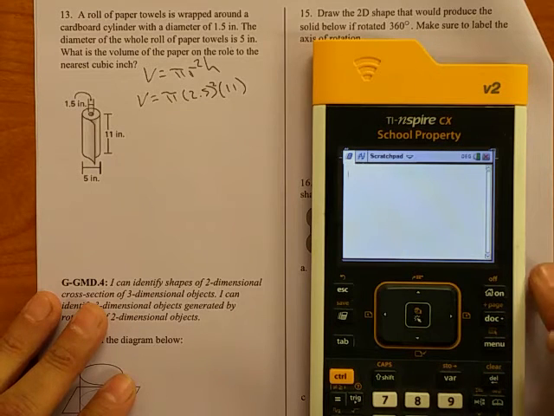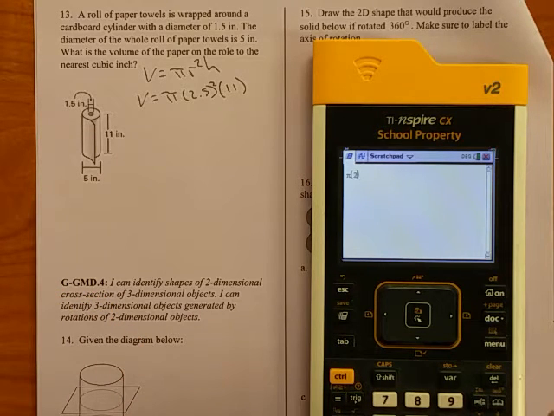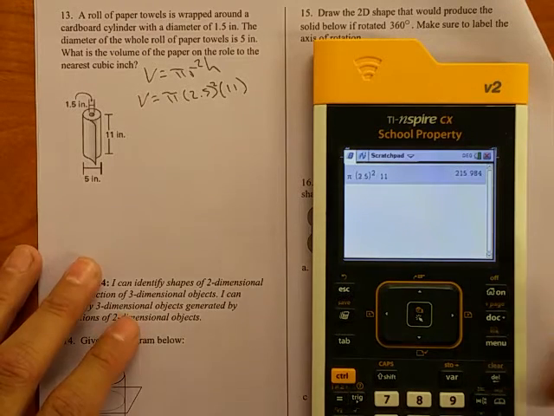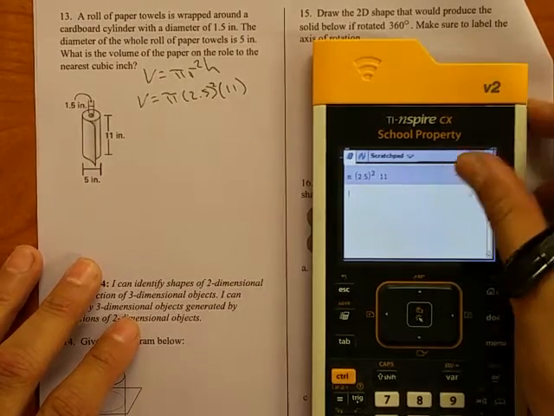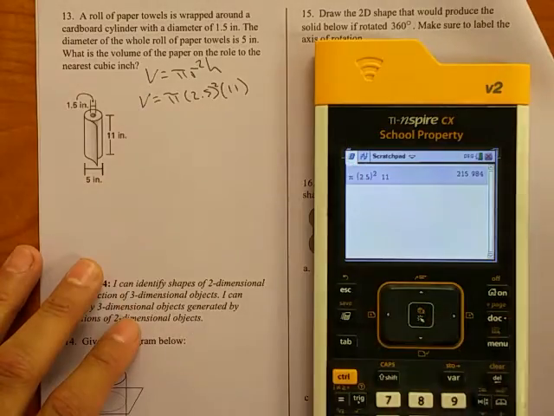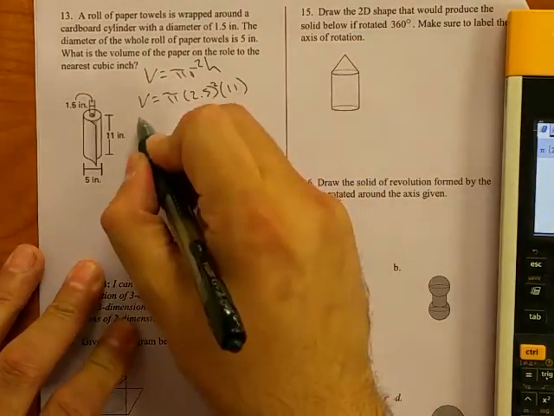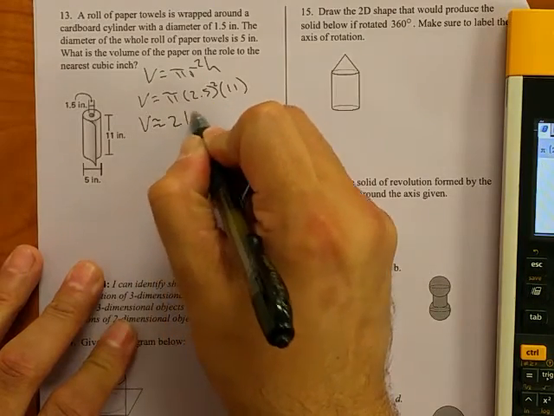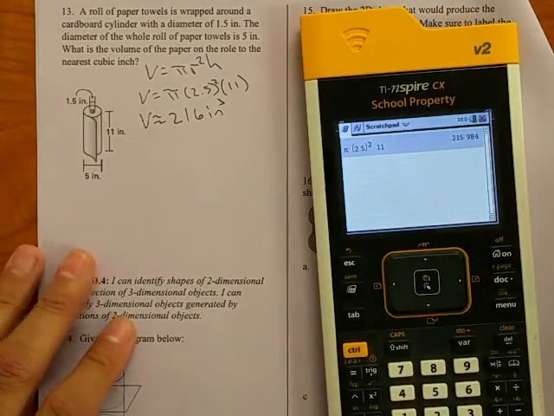All right, so the height is going to be 11. So it's going to be pi times 2.5 squared times my height, which is 11. Enter. So I get 215.9. That 8 makes that go up. So round to the nearest cubic inch. The 9 makes the 5 become a 6. So its volume is about 216 inches cubed, to the nearest inch.